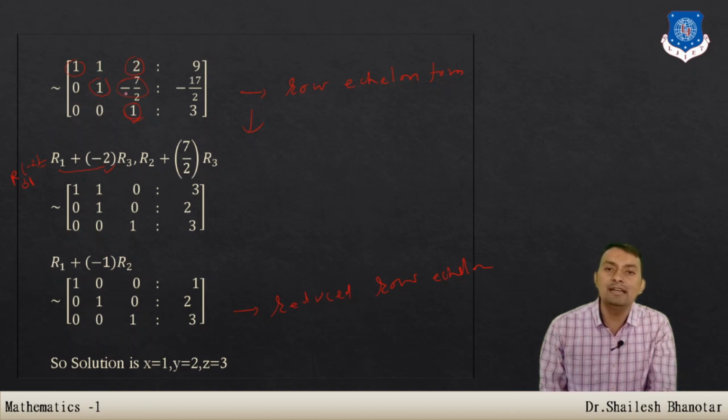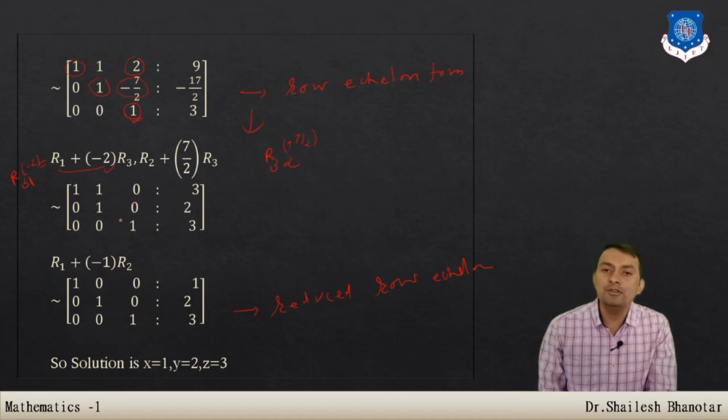Also I want 0 here. So again the third row is multiplied by minus 7 by 2 and added to the second row, and you will get 0. And the same argument you have to follow for this one. So I am going to 3 and 2.